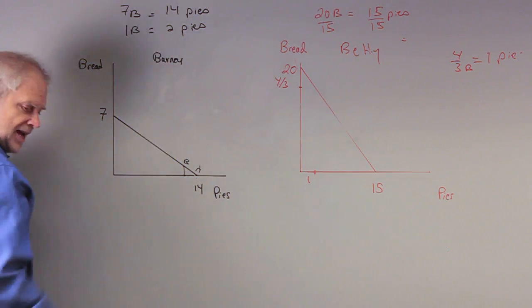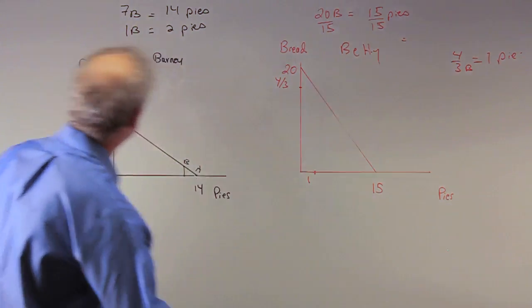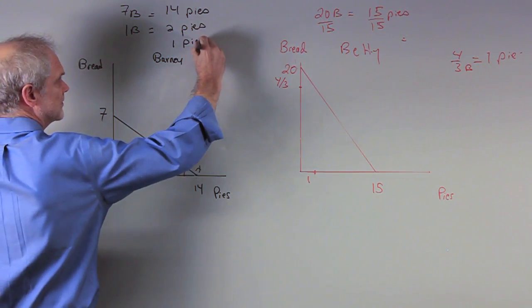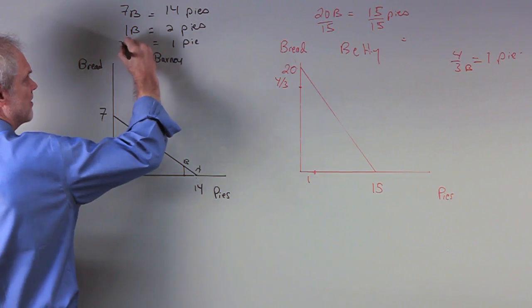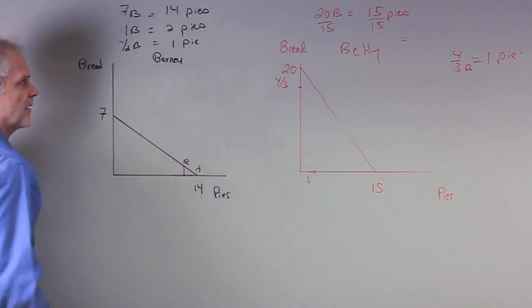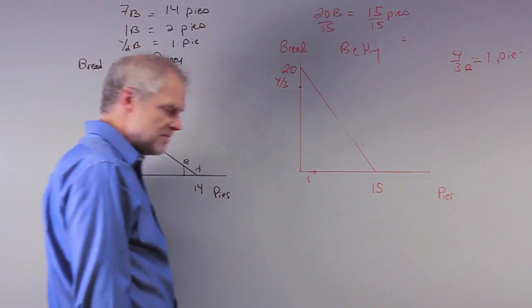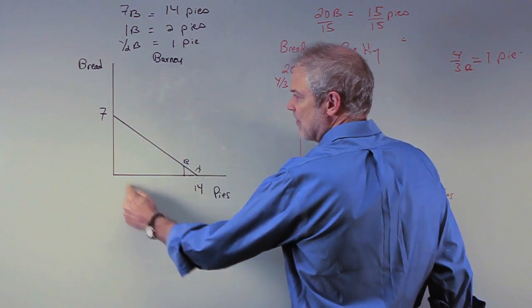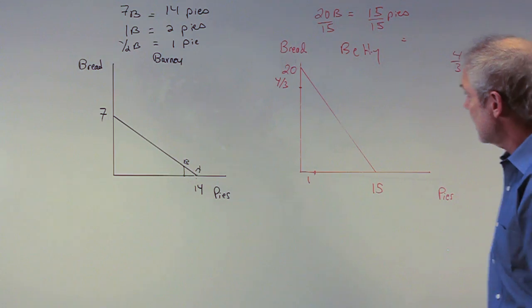All right? But now we know this. I can flip this around as well. I know that 1 pie for Barney is equal to a half of bread. Okay? So 1 pie for Barney, every time he produces a pie, he's going to give up half a bread. Okay? Let's go to Betty.